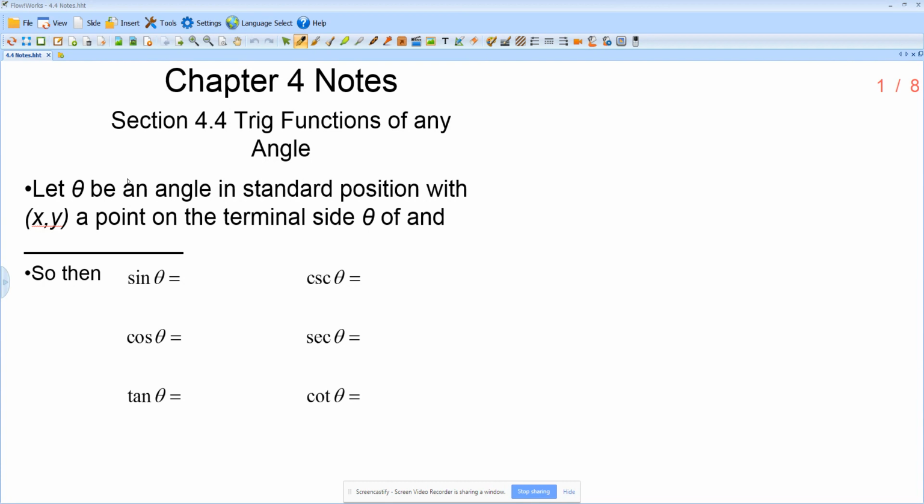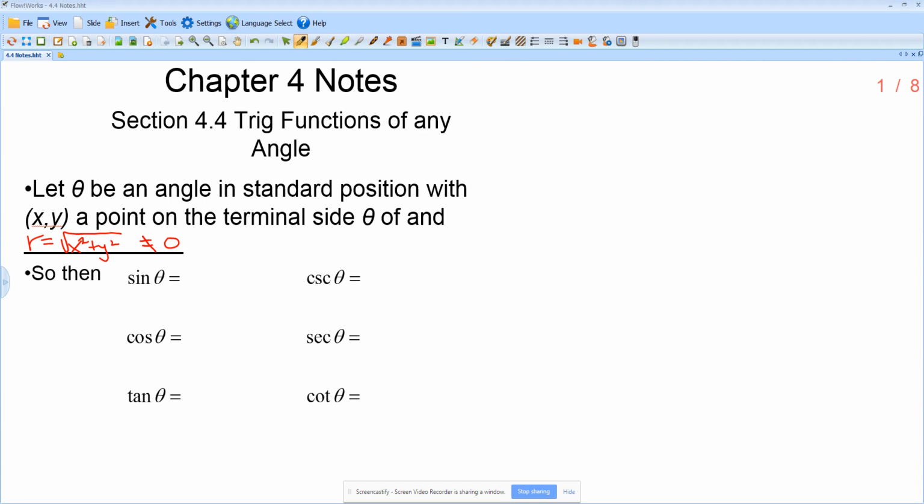When we're talking about trig functions of any angle, let theta be an angle in standard position with (x, y) a point on the terminal side of theta, and r being equal to the square root of x squared plus y squared, which cannot be equal to 0. Essentially, if we don't have a single unit as our radius, the radius can be given by the square root of x squared plus y squared, essentially just the Pythagorean theorem. And that can't be equal to 0, otherwise we don't really have a circle.